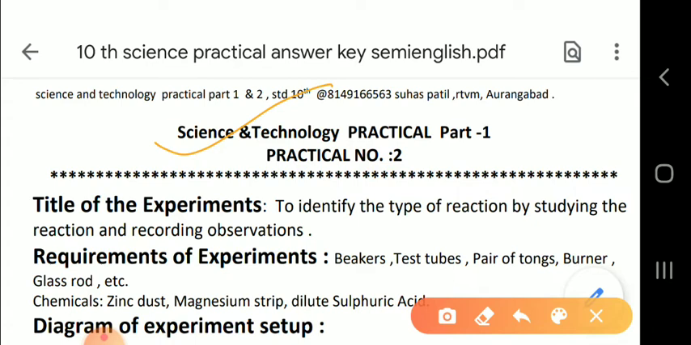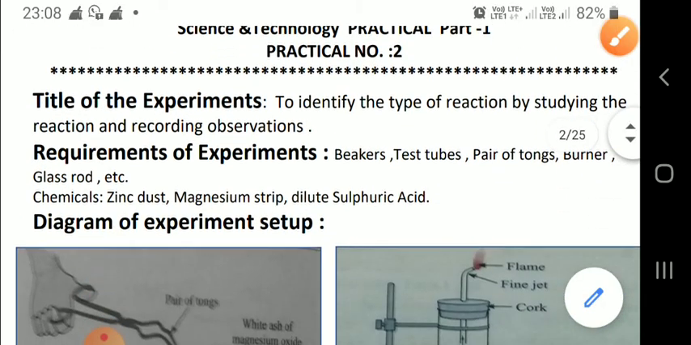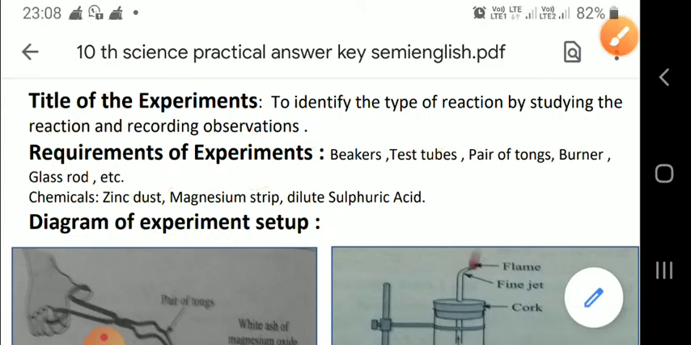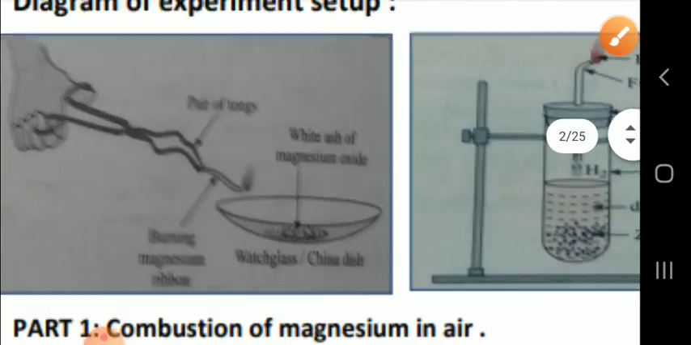Children, see here. The title of the experiment is to identify the type of reaction by studying the reaction and recording observations. I have already shown you this is the title or aim of the experiment. I have already told you the requirements are beaker, test tube, pair of tongs, burner, everything I have shown you. What chemicals do you need, children? You will need zinc dust, magnesium, dilute sulfuric acid, lead nitrate, etc. Then here are the steps. This is the first step, children.